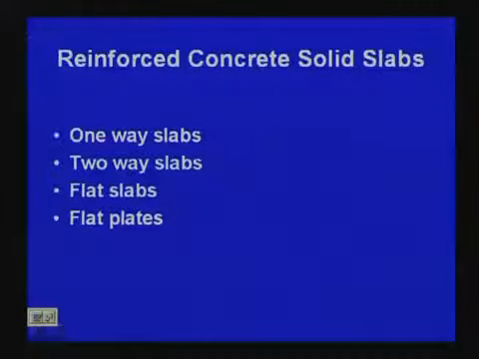Now, let us come to our problem. So far we know the support condition, the effective span, how to calculate the bending moment and the shear force, and that we shall follow. But what are the different kinds of slab? We call them reinforced concrete solid slabs; mainly we shall take one-way slabs, two-way slabs, then flat slabs and flat plates. These are the four different types we shall use.